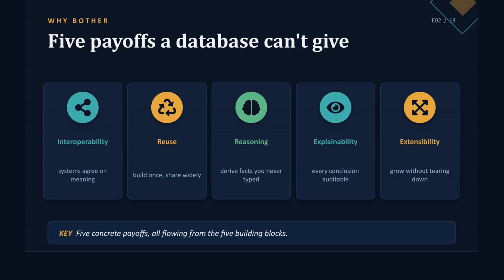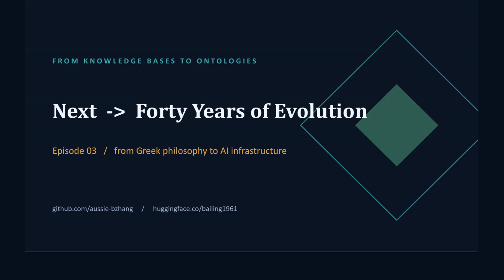5 concrete payoffs, all of them flowing from those same 5 building blocks. And these are not abstract niceties. Each one maps to real money saved, in integration projects that no longer quietly stall, and in compliance audits that finally pass on the very first attempt. So that is an ontology, finally stripped of all its mystery. A formal, explicit, shared conceptualization, built from 5 blocks, concepts, attributes, relations, axioms, and instances, and split cleanly into a schema and its data. You could genuinely sketch one yourself now.